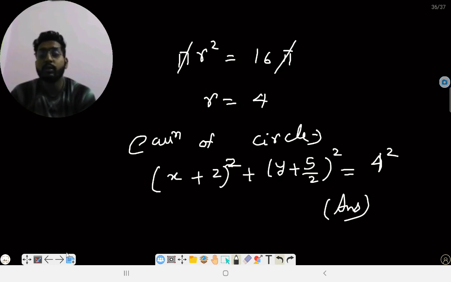So what will be the equation of the circle? We know the center and we know the radius. So x minus alpha whole square plus y minus beta whole square equals r square. Use that formula and we'll get the equation of this circle.